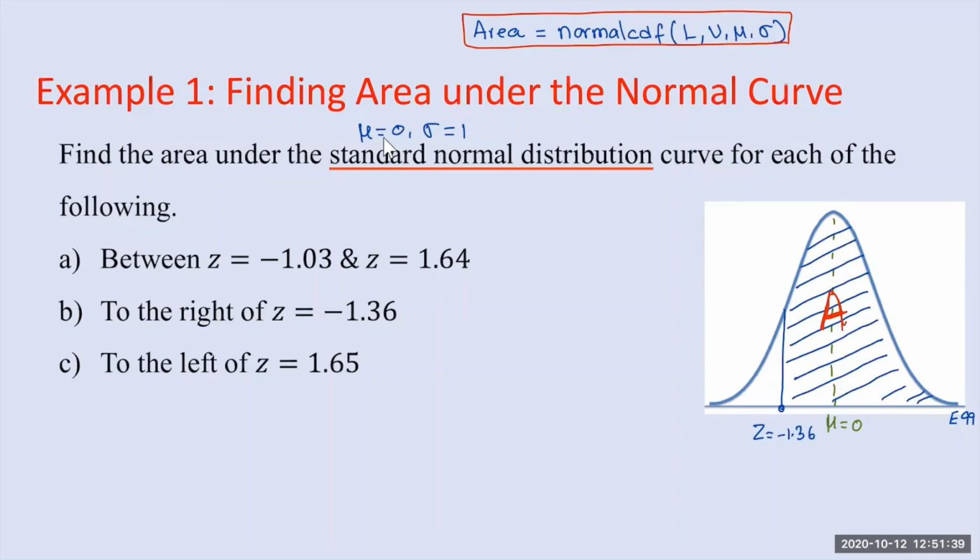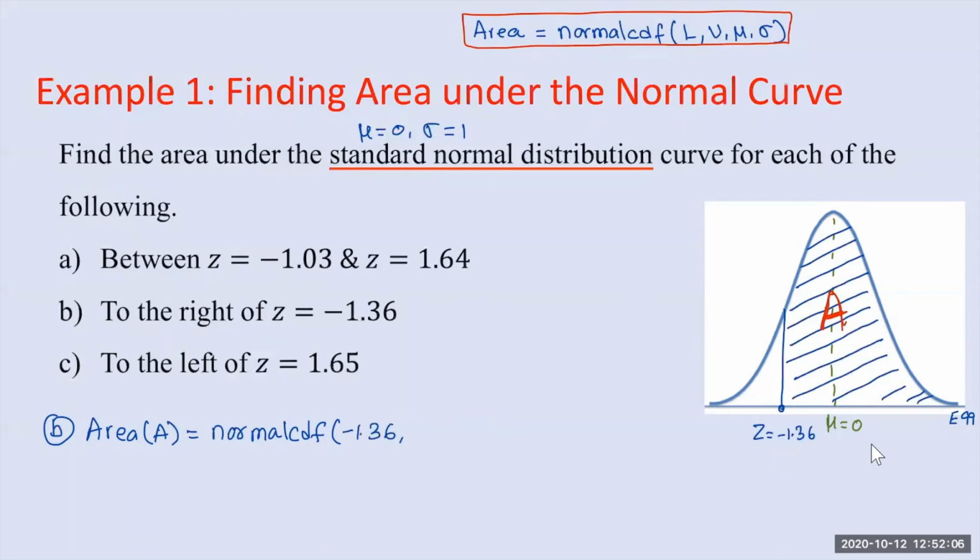And you already know that mean is 0 and standard deviation is 1. So what we'll be using in our calculator is this. Area A is equal to, same command, normal CDF in our calculator. The lower boundary for the area is negative 1.36.